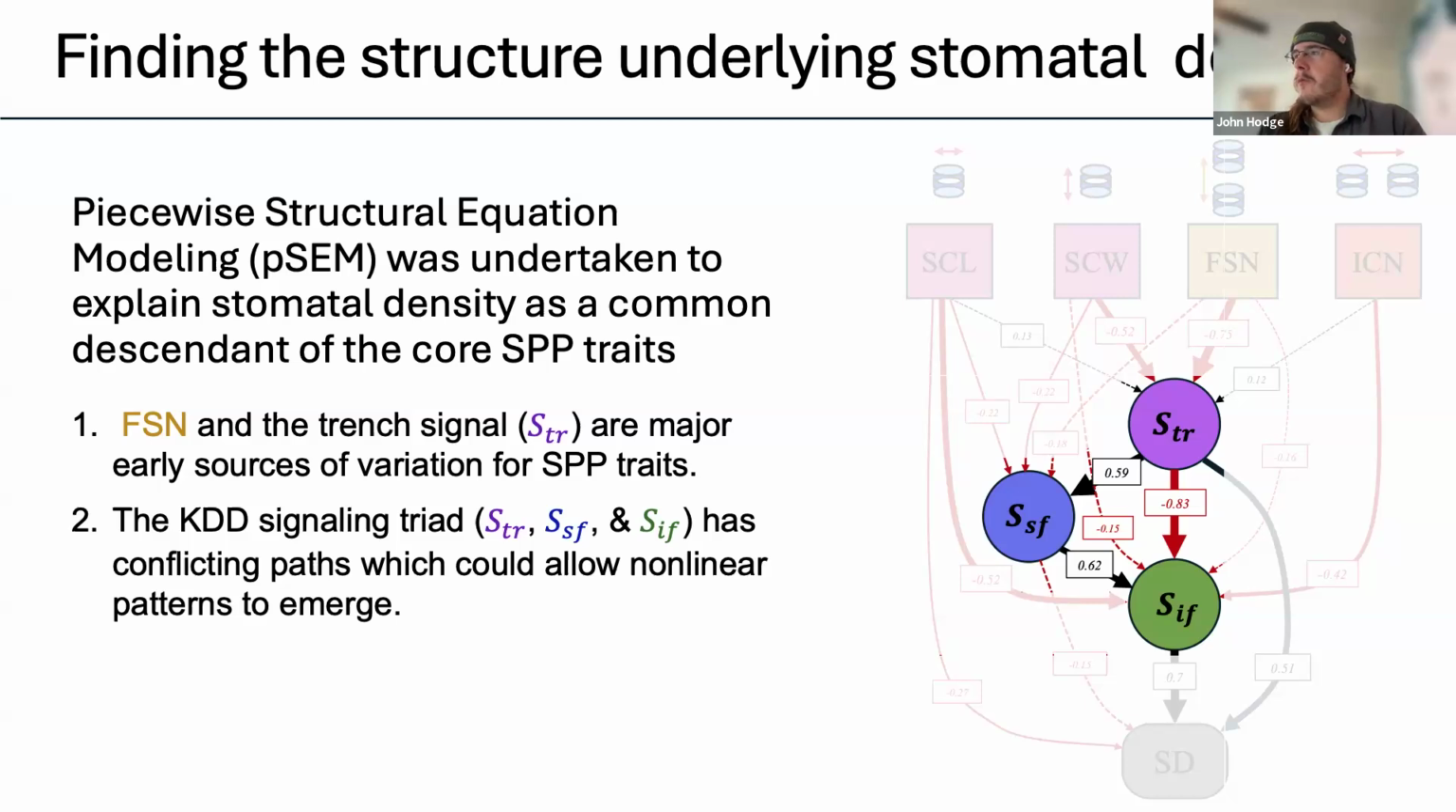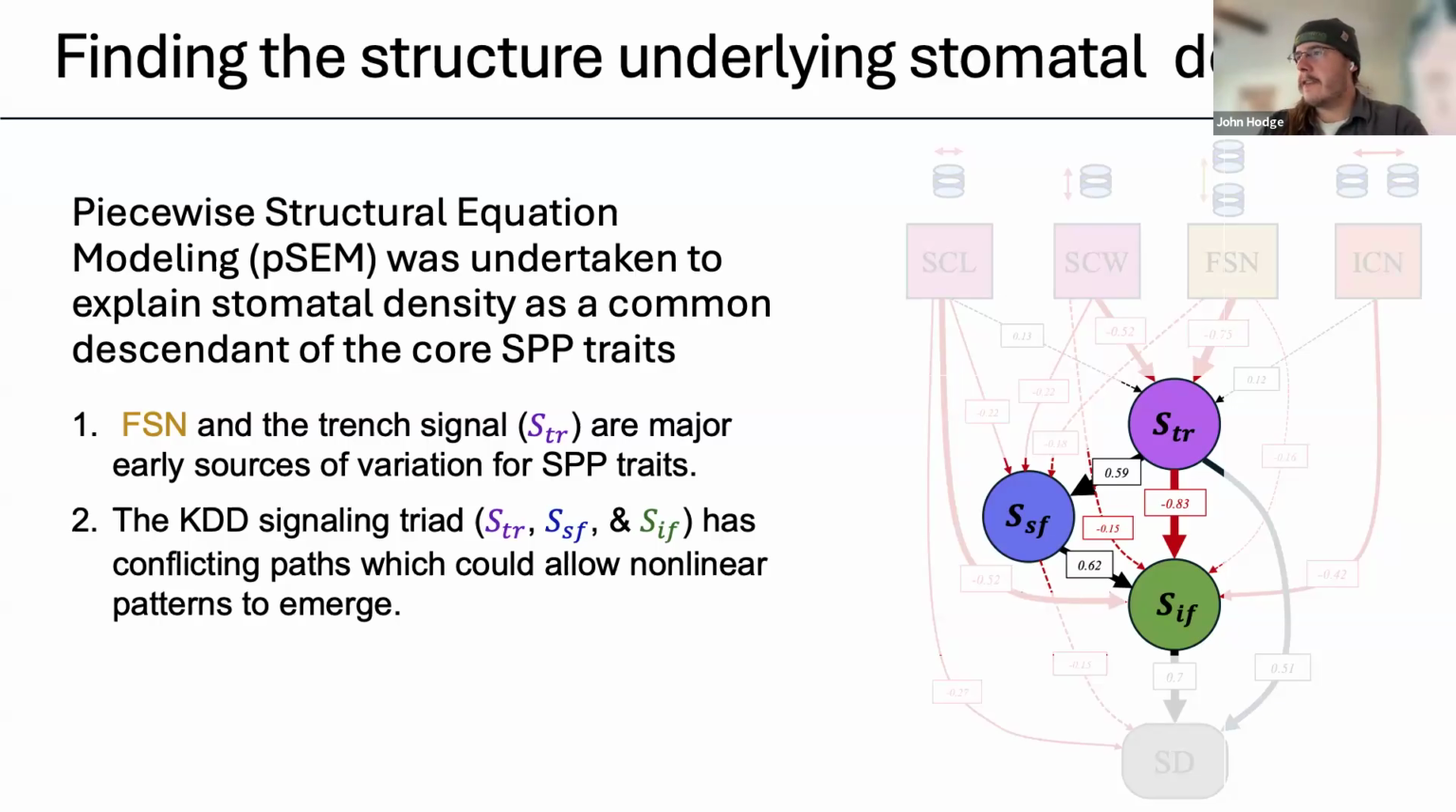We're still mulling over the implications of this, but given that you have these two paths that are almost mimicking a negative feedback loop, one thought is that this could allow these nonlinear patterns to emerge within this trait space once you recognize that it's there.